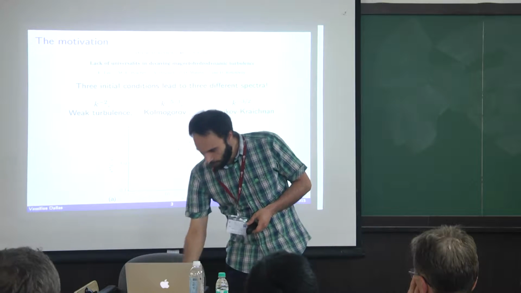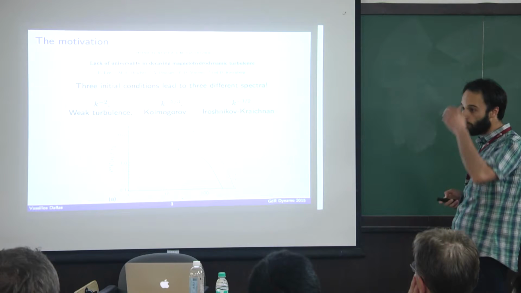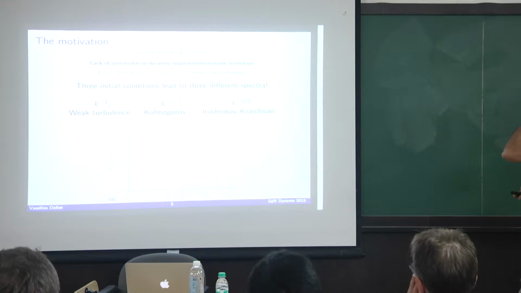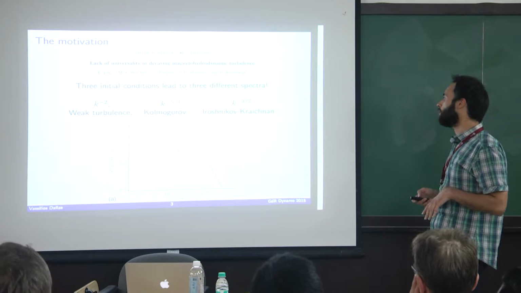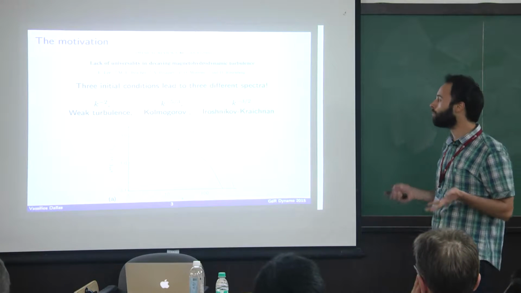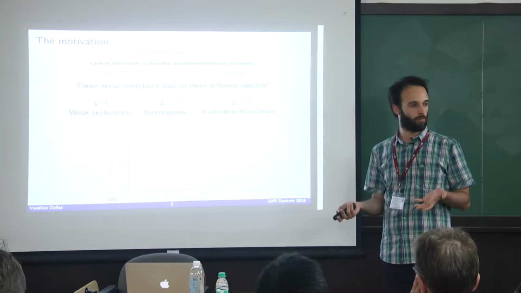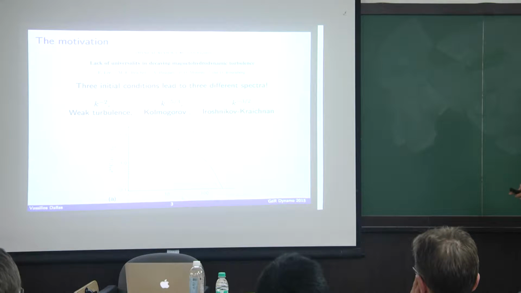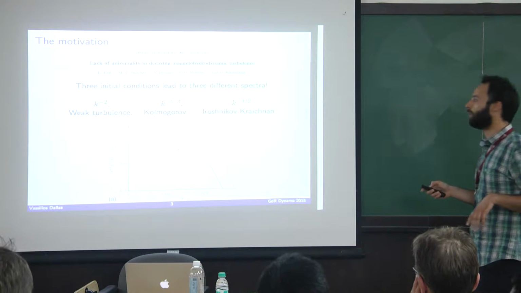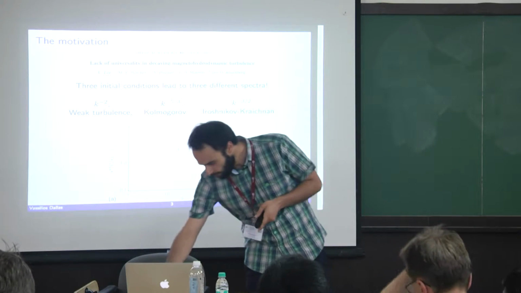So the motivation of this work was a paper by Annick Pouquet and co-workers in 2010, where basically the result was that they had three different initial conditions and that led to three different spectra. They observed the k^-2 spectrum, which they interpreted as weak turbulence. They found a k^-5/3 spectrum and a k^-3/2 spectrum, interpreted as Kolmogorov and Iroshnikov-Kraichnan.